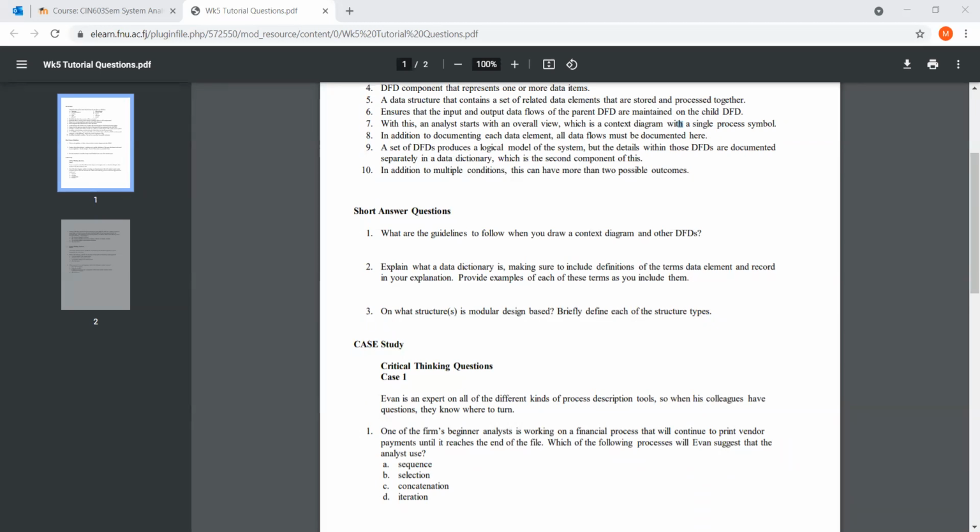Matching question. Question number 1, correct answer is E. Question number 2, the correct answer is H. Question number 3, the correct answer is D. Question number 4, the correct answer is I. Question number 5, the correct answer is J. Question number 6, the correct answer is A. Question number 7, the correct answer is C. Question number 8, the correct answer is F. Question number 9, the correct answer is B. And question number 10, the correct answer is G.